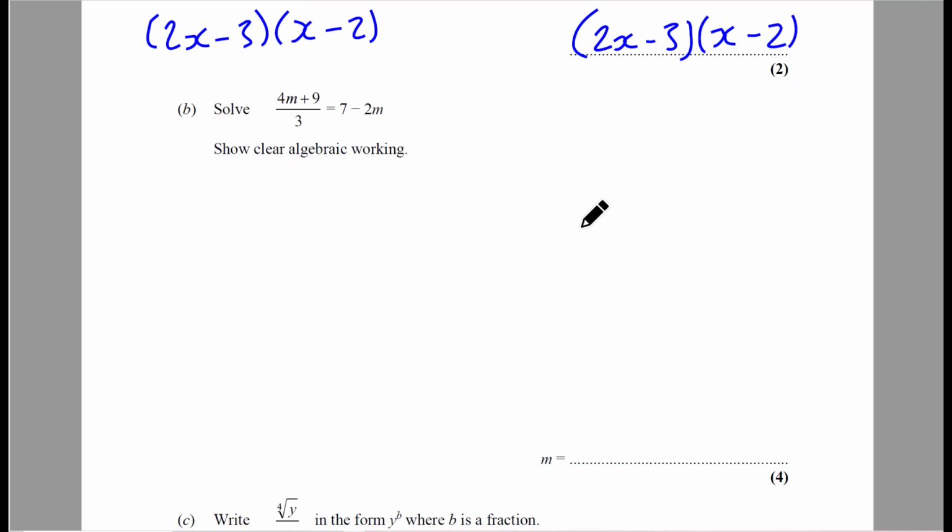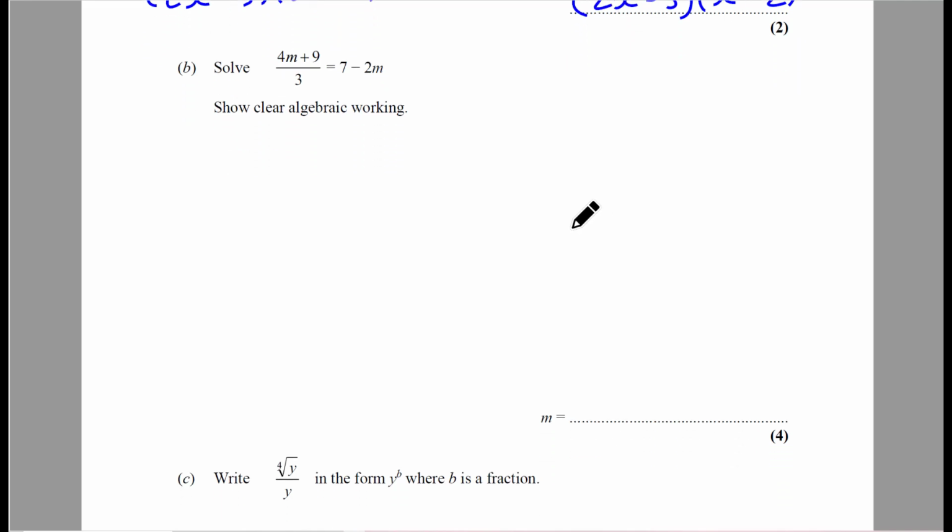Oh, we have to solve this. So I'd multiply by 3 on both sides. So we will get left with 4m plus 9. Remember, you have to multiply the whole side by 3. So that would be 21 minus 6m.